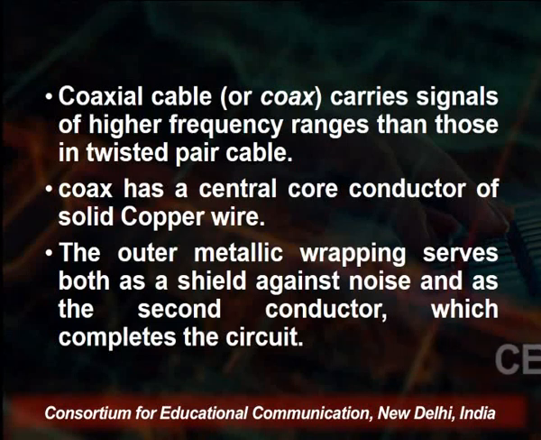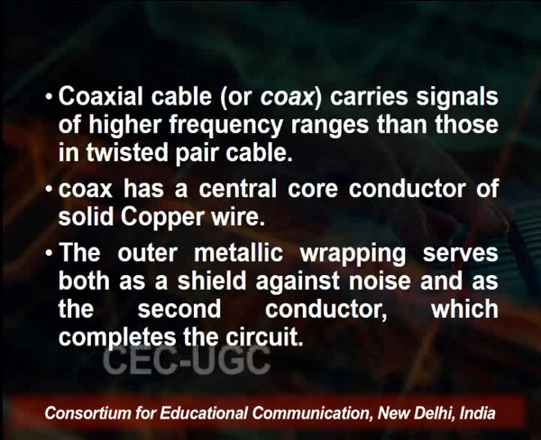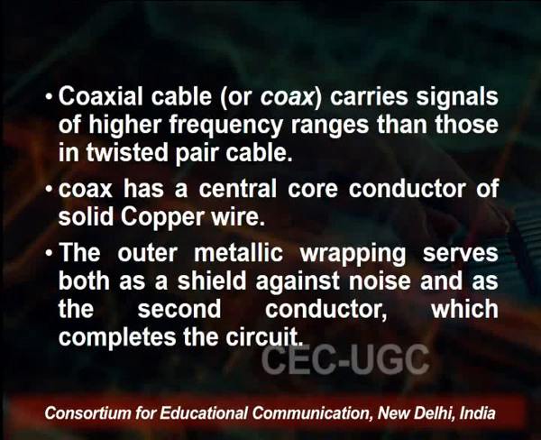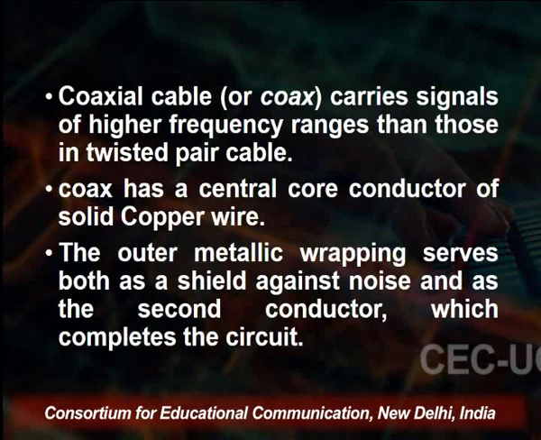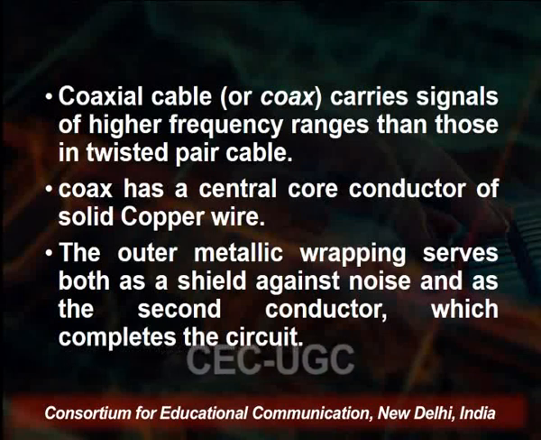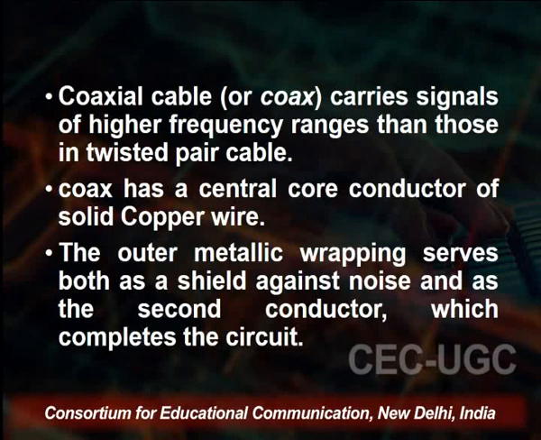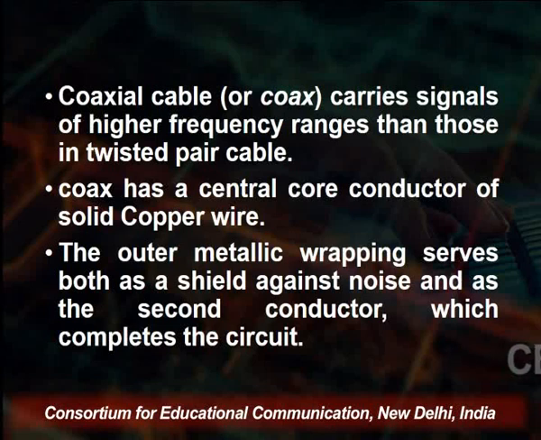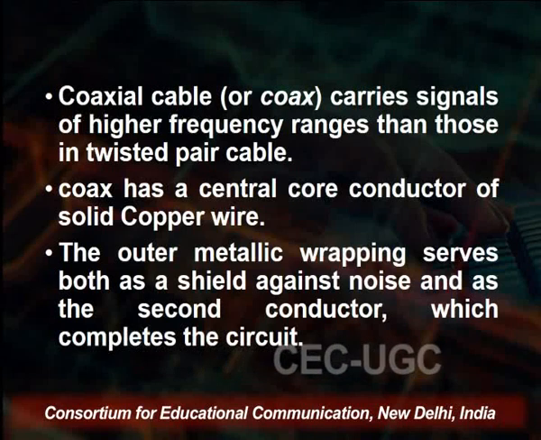So in coaxial, there is a central core conductor and the outer metallic wrapping, which is definitely a shield against the noise, as we have already seen that in case of twisted pair there is so much problem of signal impairment and crosstalk and noise. So this outer metallic wrapping will help with that also, and it will also act as a second conductor.